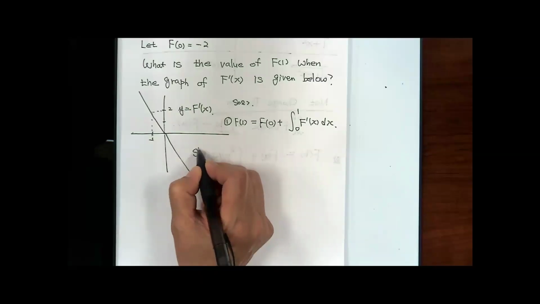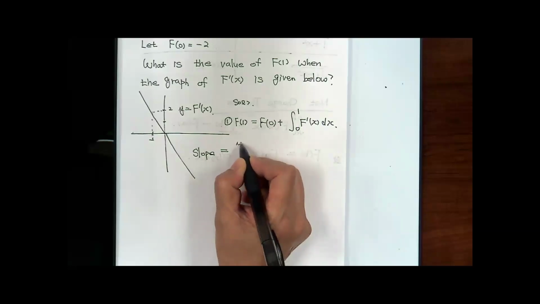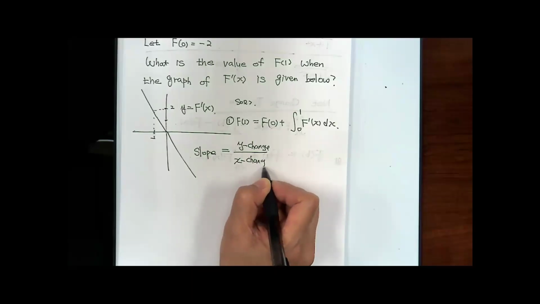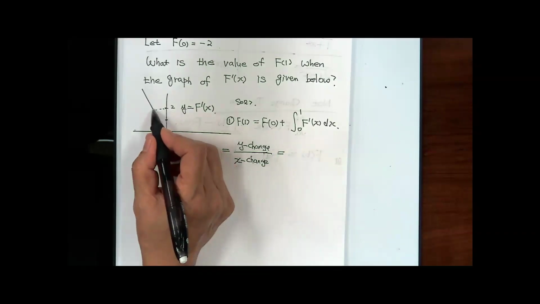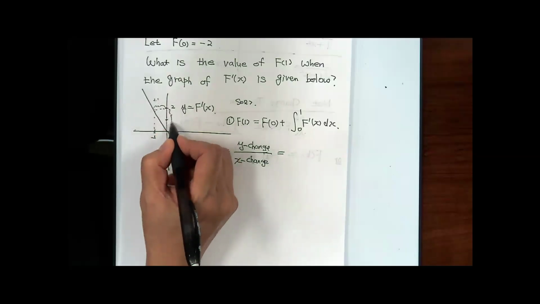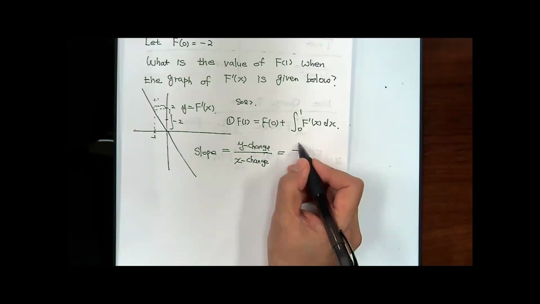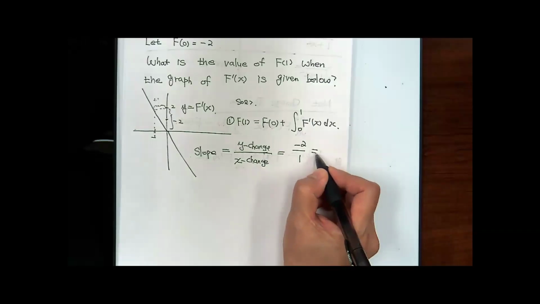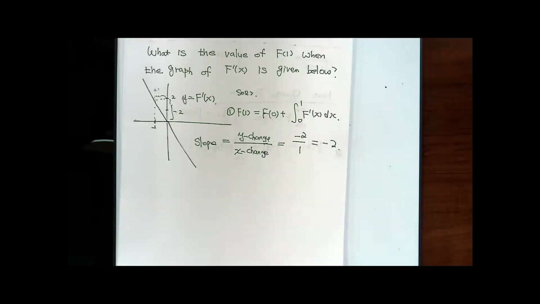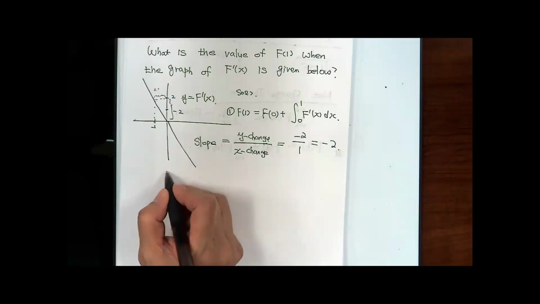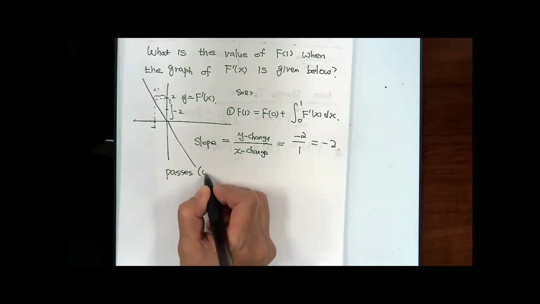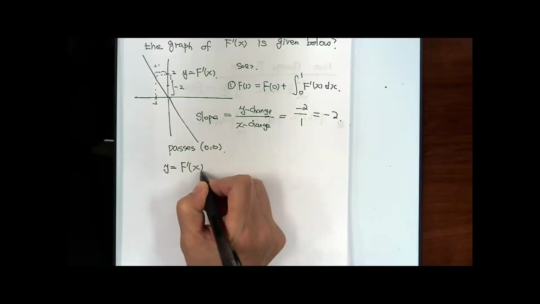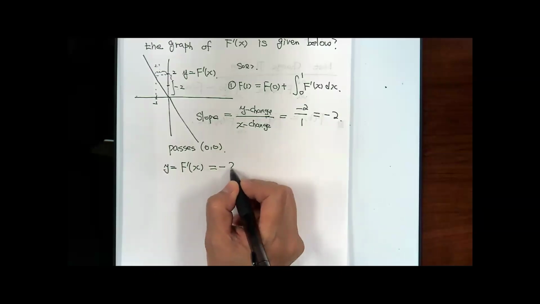The slope is change in y over change in x. When x increases 1, y decreases by 2. So y decreases by 2 when x increases 1. So slope is minus 2. It passes 0, 0. So the equation of the function f prime of x is minus 2x.